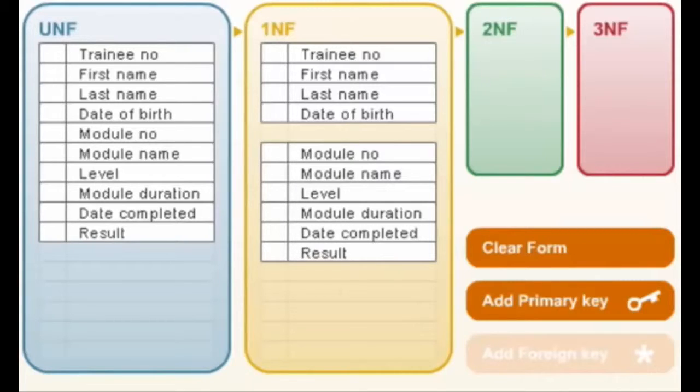Okay, so that's the first step. The second step, in each table we need to identify an attribute which can be used as a unique identifier, the primary key. So I need to drag my primary key symbol across. In the first table it's obvious, because the trainee number is what we're going to use, just like a membership number for a video.